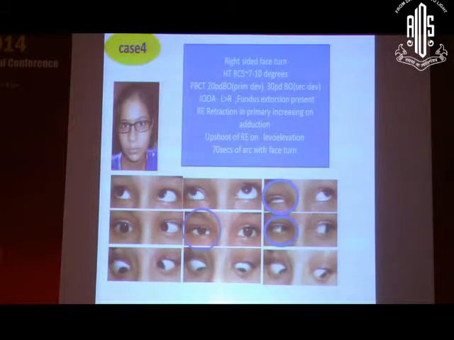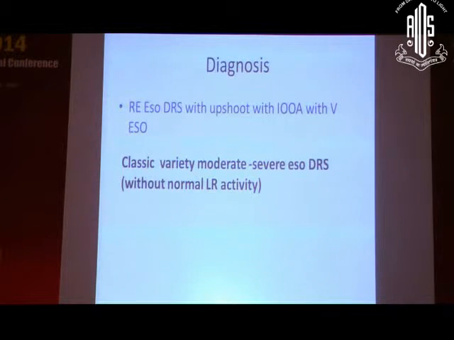This was another patient. She had a right-sided phase turn. She had esotropia of around 20 prism diopters in primary position. She had a right eye retraction in primary position which was increasing on adduction. There was upshoot of right eye on adduction, and she had 70 seconds of arc with phase turn. And she had also inferior oblique overaction which was confirmed on Bielschowsky. So the diagnosis was right eye ESO-DRS with upshoot, inferior oblique overaction with ESO. So she was a classic variety, moderate to severe ESO-DRS.